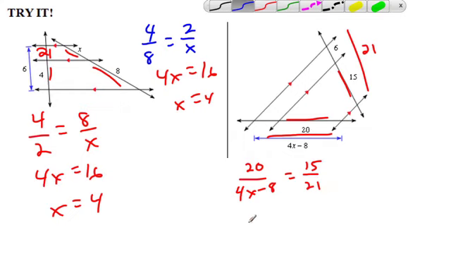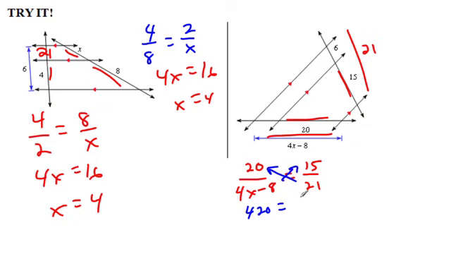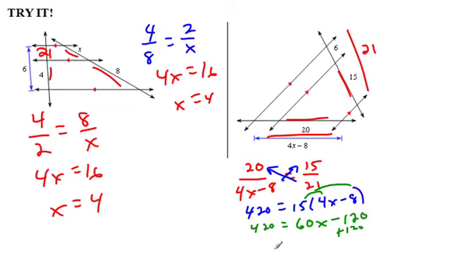21 times 20, what is that? I think that's 420. If I multiply this way and then multiply this way, I'm looking at 15 times 4x minus 8. Let's do a little distribution. So solving equations, which I think you guys are getting really, really good at. What is this? This is 60x minus 120, is that right? And then I'm going to add 120 to both sides to get x by itself. So we're looking at, what is this? 540 equals 60x. So divide both sides by 60. What do we end up with? We should end up with 9.